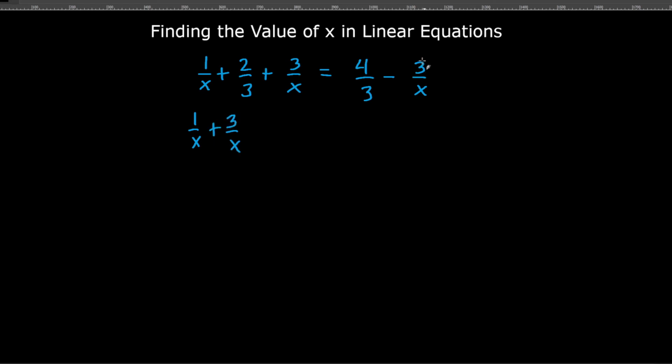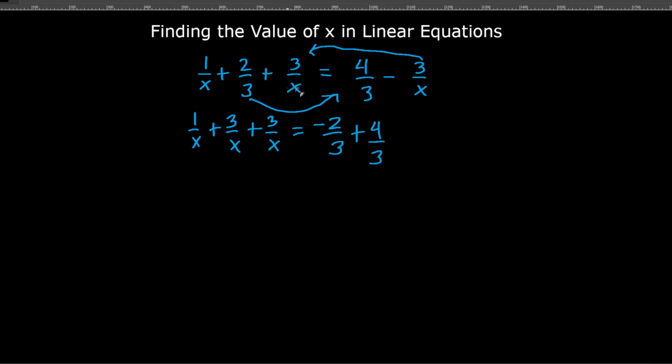Note na itong negative 3 over x, ililipat natin sa other side. So, from negative, magiging positive na siya. Positive 3 over x. Ito namang 2 over 3, lilipat din natin to sa other side. So, from positive 2 over 3, magiging na siyang negative 2 over 3. And then, add na natin tong 4 over 3.